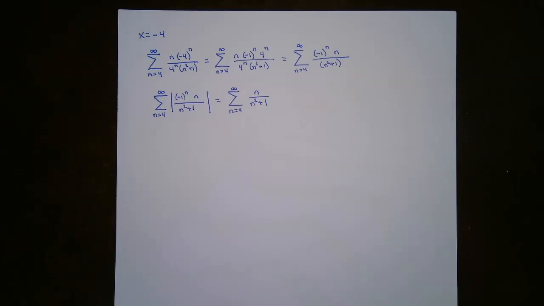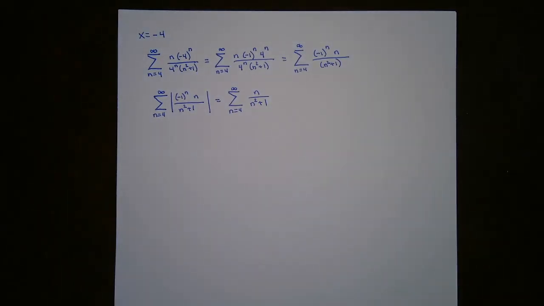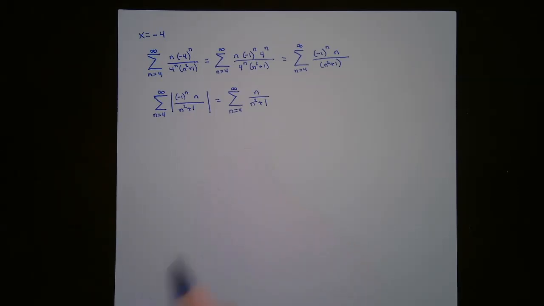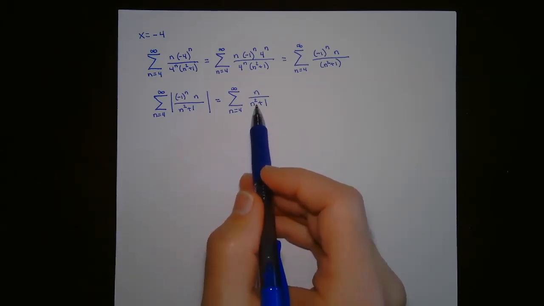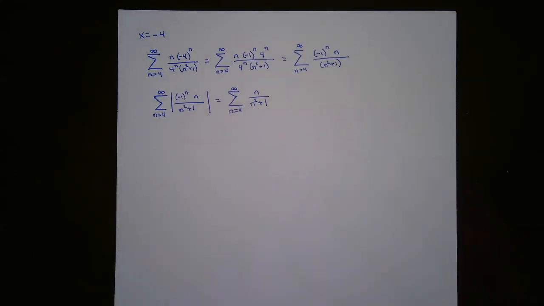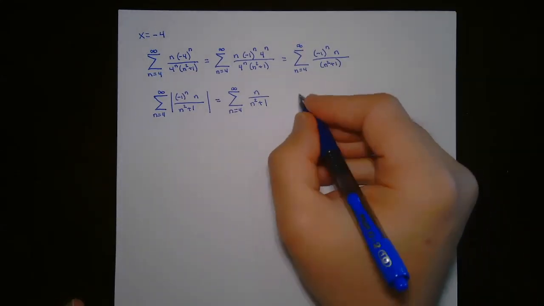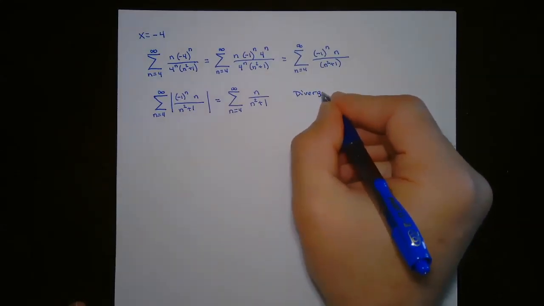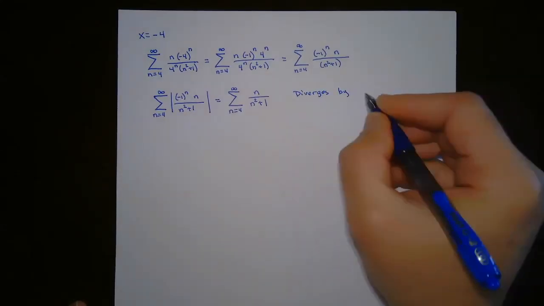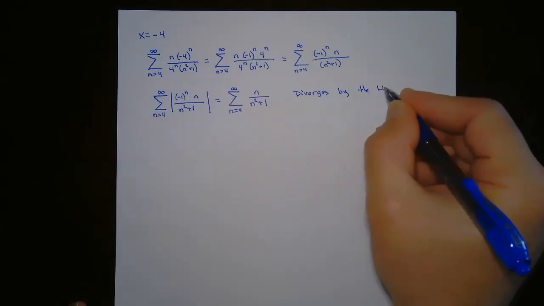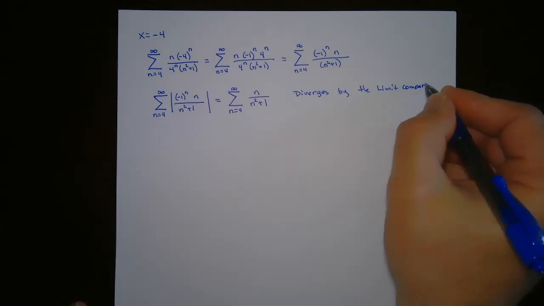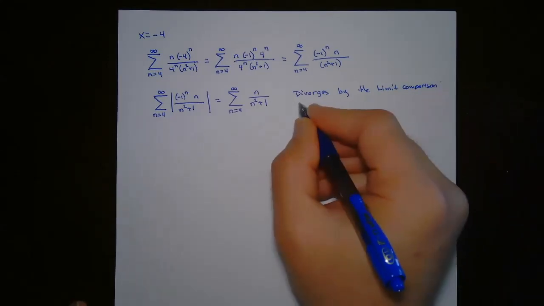Now, what did we just do? We just did this one, right? And we know it from the previous, at x equals 4, we got this, it's the same series, right? And we've already established that this series diverges, from the previous problem. All right, so we know that this one diverges by the limit comparison test, right?